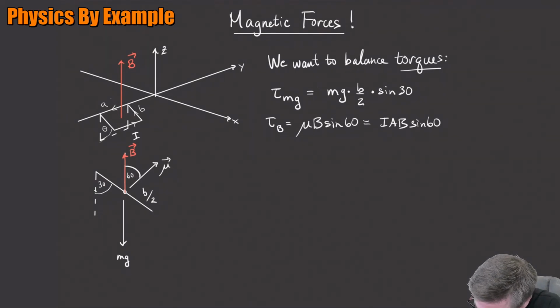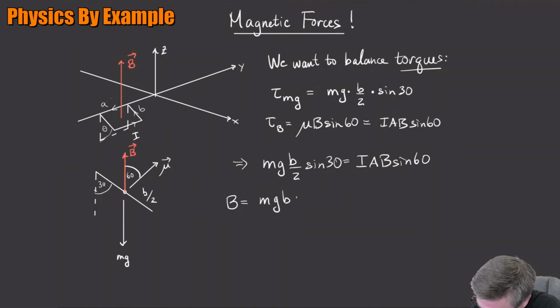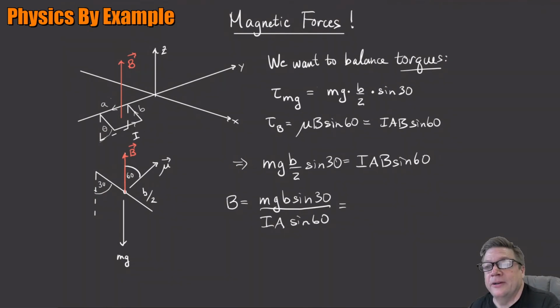So this means that mg times b over 2 times sine 30 equals IAB sine of 60. What am I solving for? I want to know what magnetic field is going to make this happen. So B, the magnetic field that makes this happen, is just going to be mg b sine 30 over I times A times sine of 60.